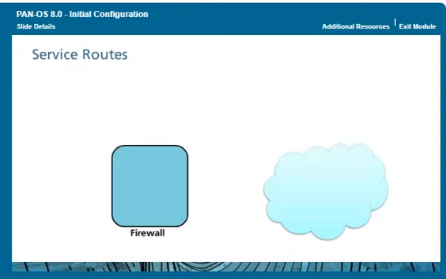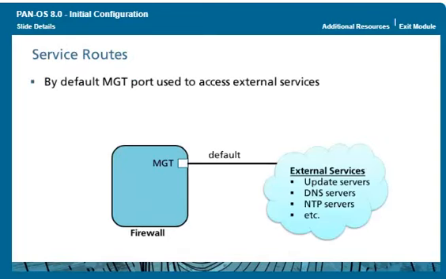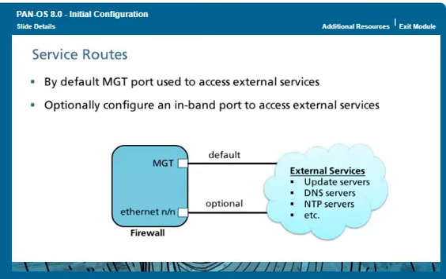By default, the firewall uses the MGT interface to access remote DNS services, content update services, license retrieval services, NTP services, or other external services. If you do not want to enable external network access to your management network, you must set up an in-band data port to provide access to required external services and set up service routes to instruct the firewall which ports to use to access the external services.